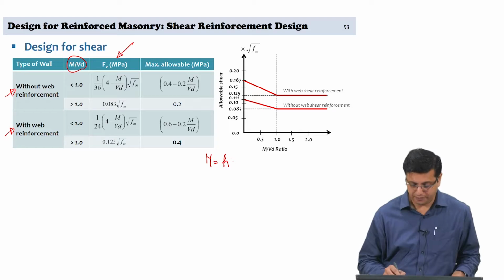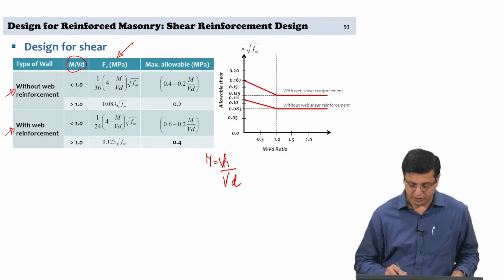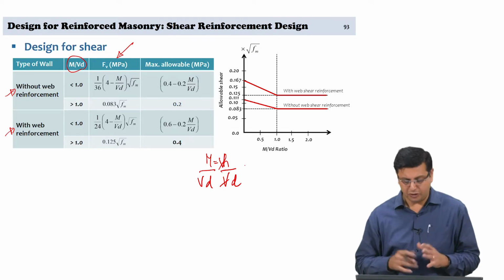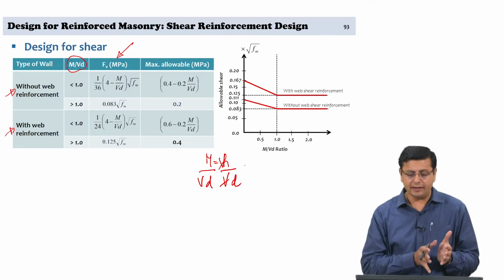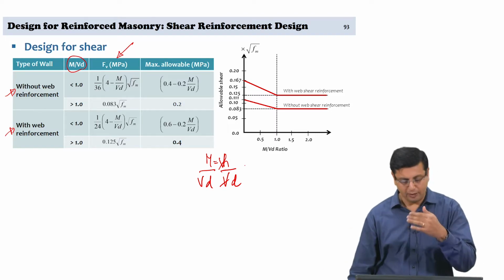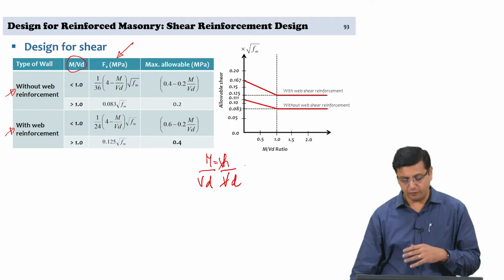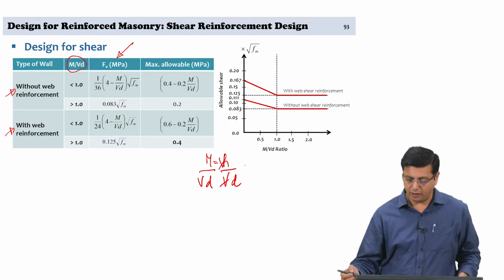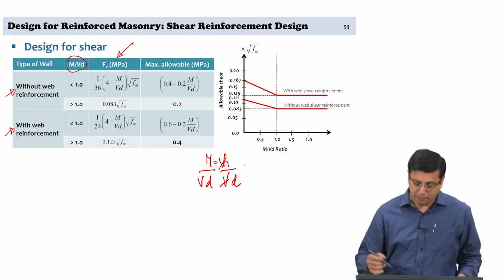sorry, V into H, M as V into H divided by V into D. So, this M by Vd is nothing but your H by D. So, it is really giving you the H by D ratio, it is really representing the aspect ratio, and there are factors that will take care of the boundary condition, the way the boundaries are affecting the shear deformation of the wall itself.